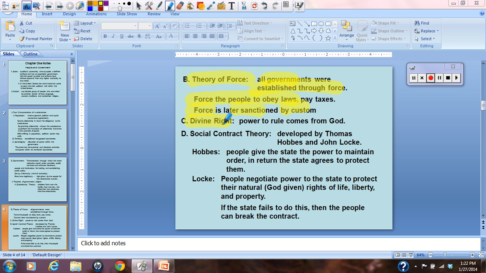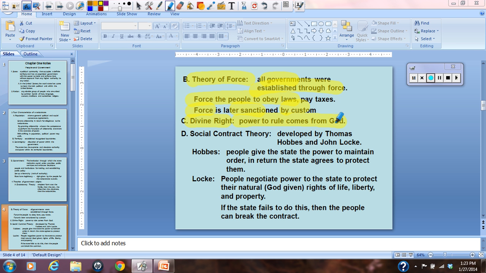Okay? What is divine right? Power to rule comes from God. And there again, anytime you see the word divine, it's going to be associated with who? It's going to be associated with God.